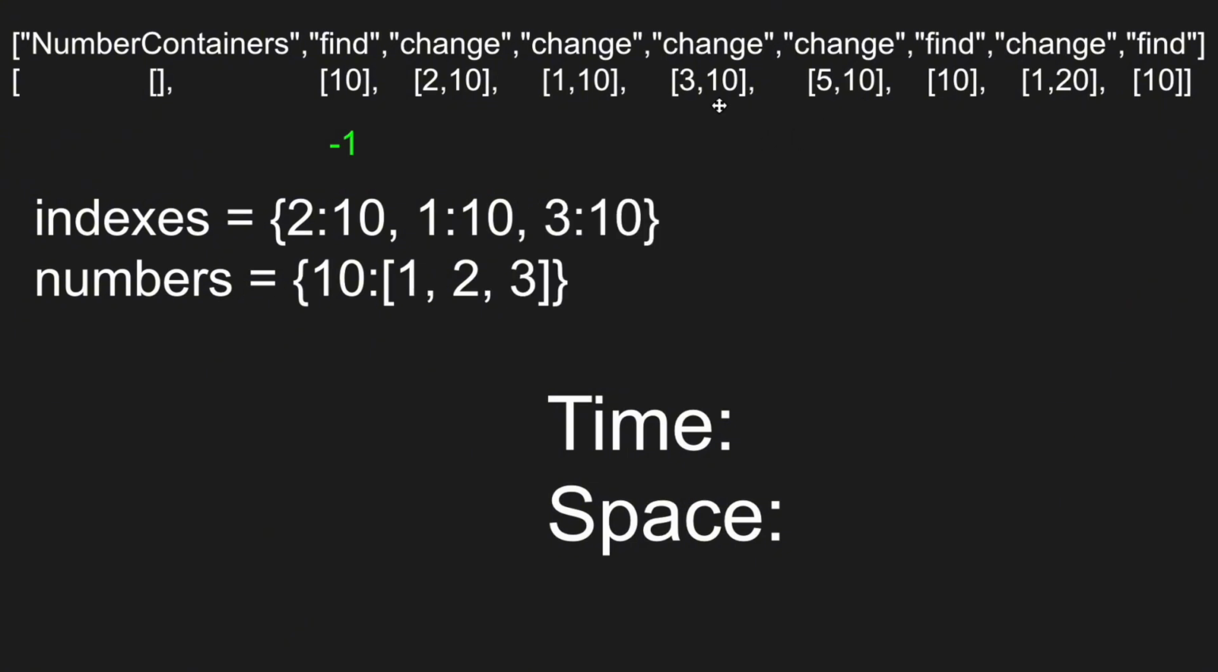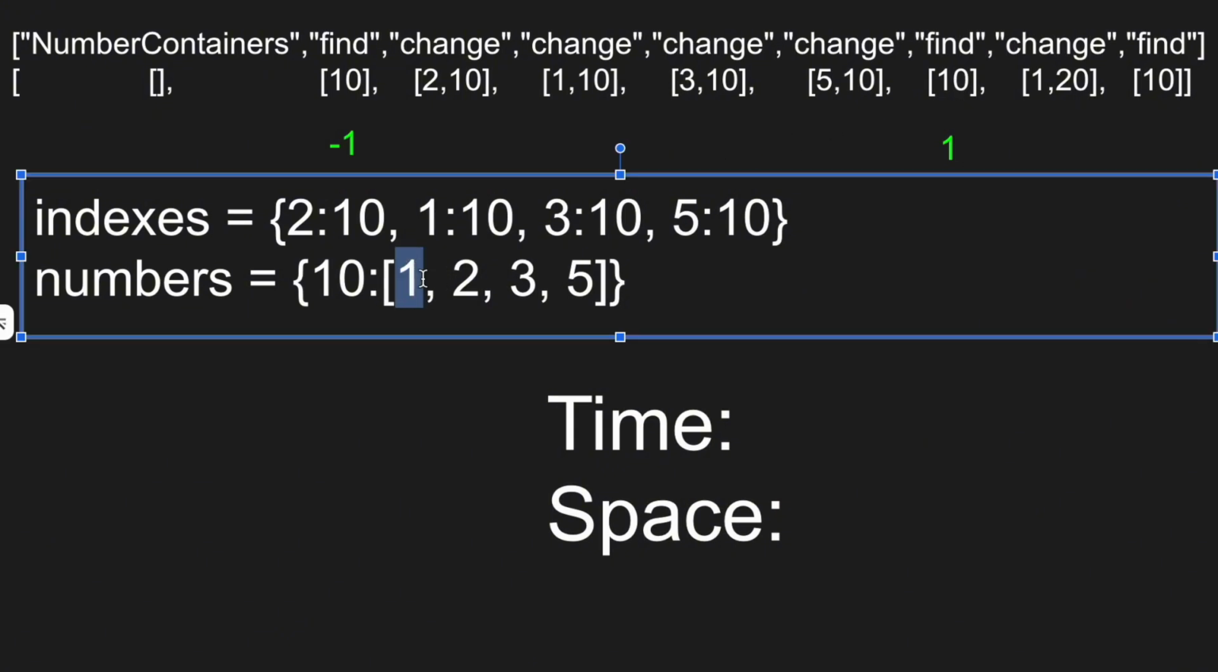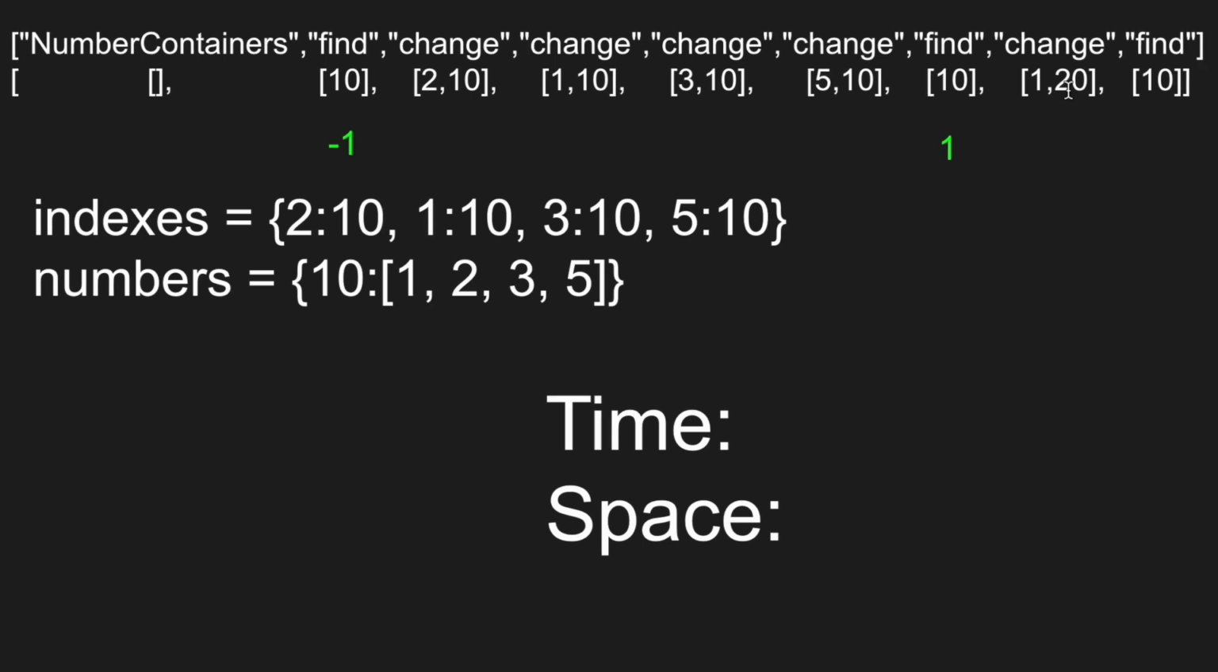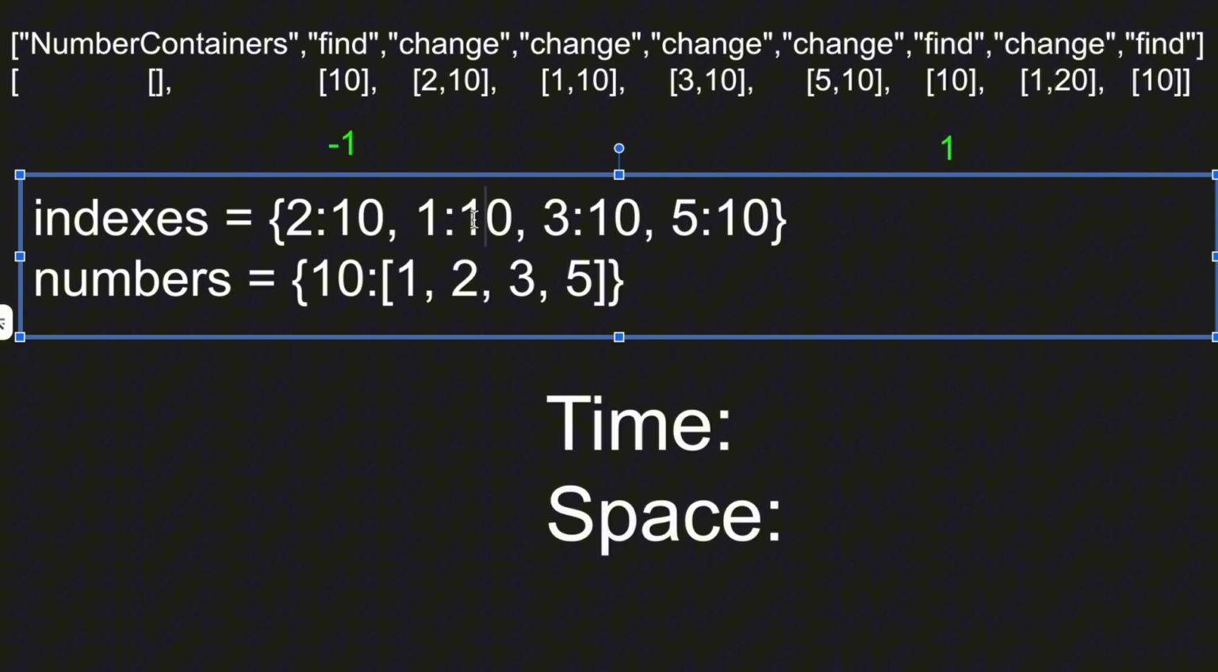At the next change operation, we will add 3 as the key and 10 as the value, and then we will add 3 to the heap. At the next change operation, we will do the same thing but with 5. Now that we are at the find operation again, we want to look for 10. Look at the first element and it's 1, so we return 1. At the next change operation, we set 1 to 20. We already have 1 as the key, so we will just change this to 20.